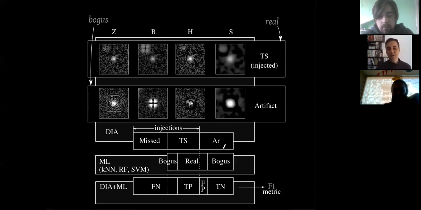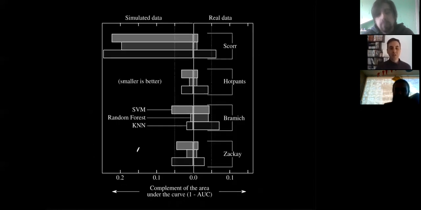This is just a scheme of the procedure, and we can compare difference image alone, machine learning plus difference image, and compare the performance of the different methods. For example, here we compare using this metric, 1 minus the area under the curve, for the 4 methods and for the 4 machine learning methods. Since this is 1 minus the area under the curve, if this number is close to 0, it is a better method.